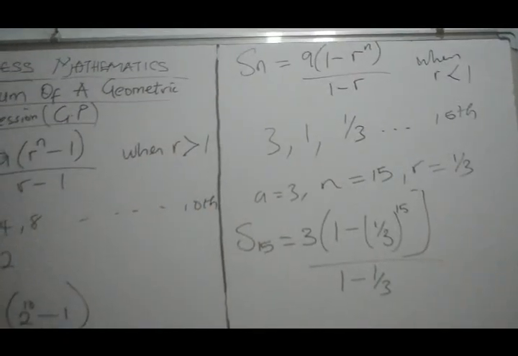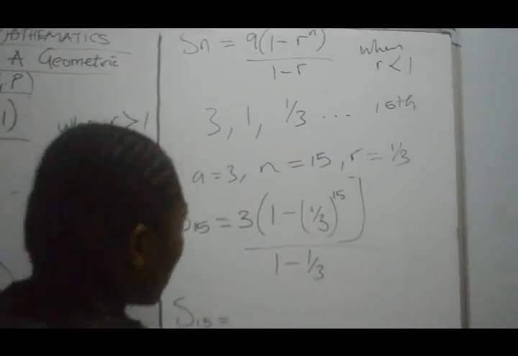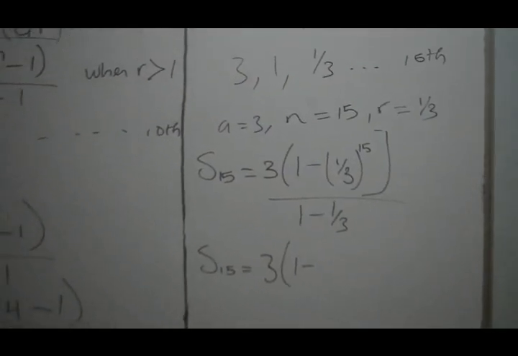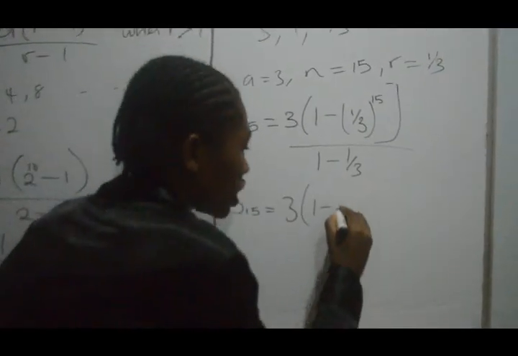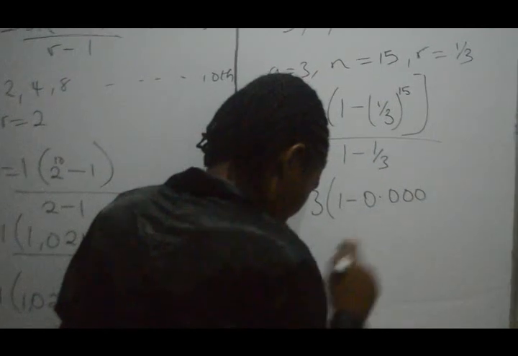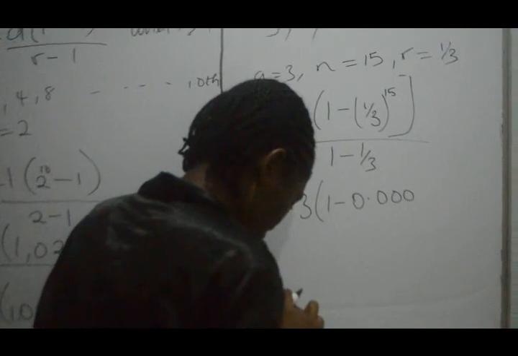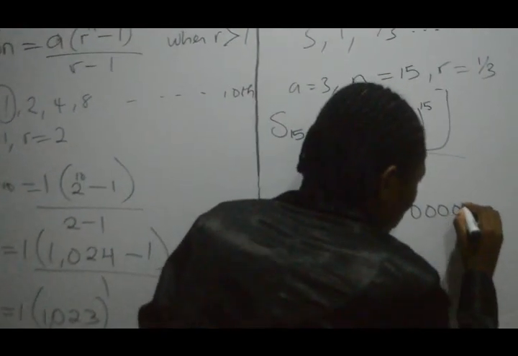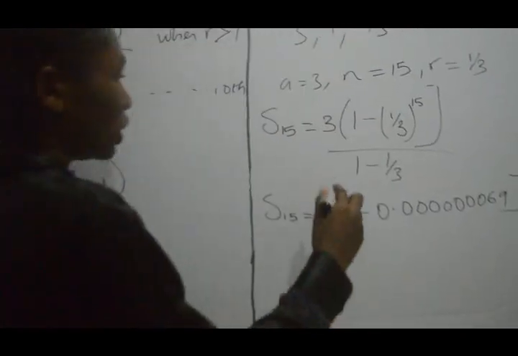So this will be a bit worky, so let's take it step by step. Our sum of the 15 terms will be 3 times. Let's work the brackets. We have 1 over 3 raised to power 15, and that will give us 0.0000069. This is what that will be giving us.